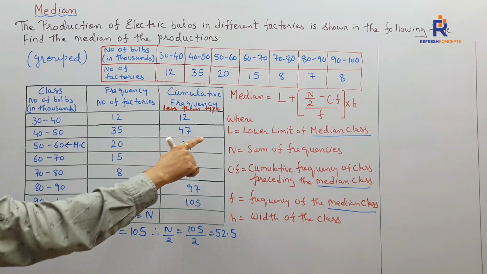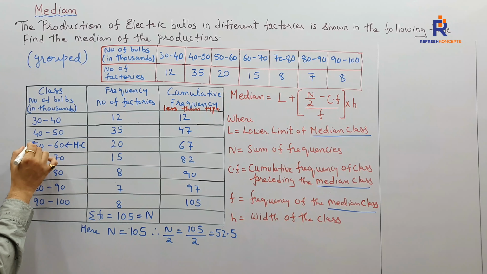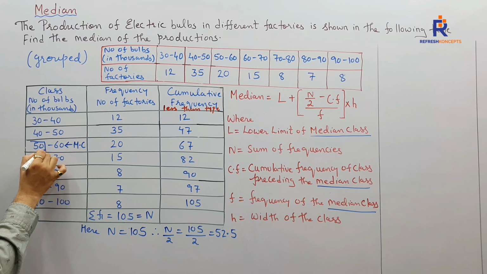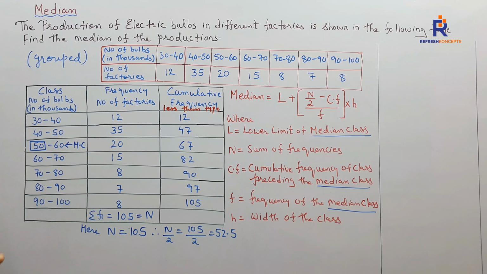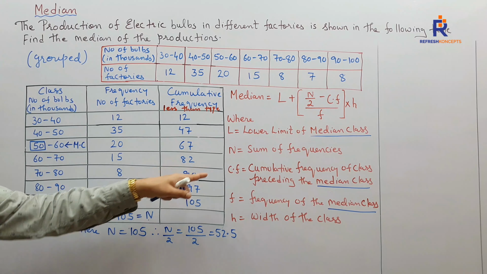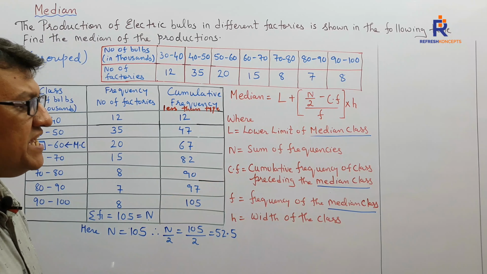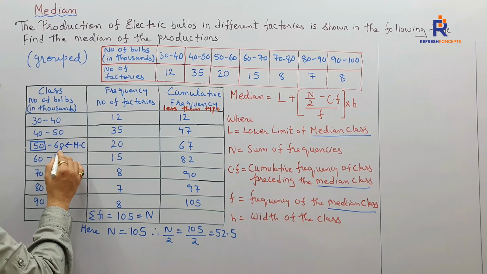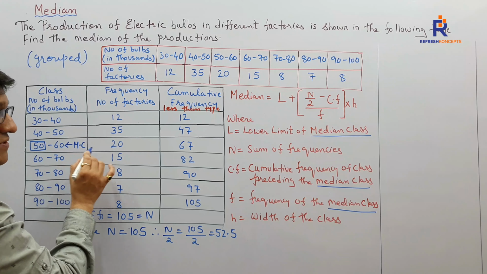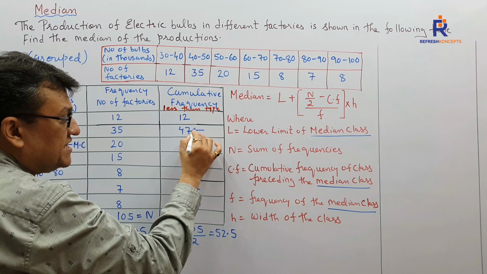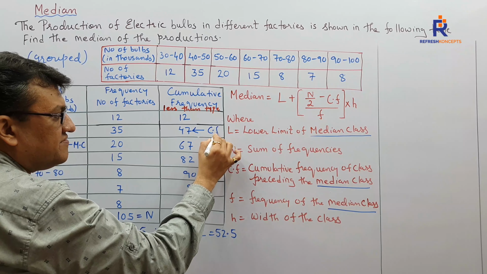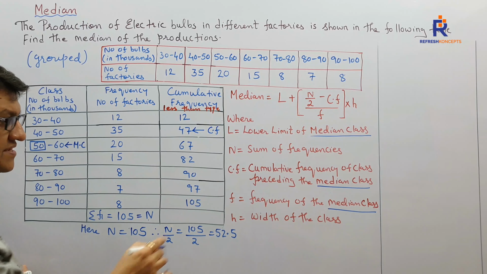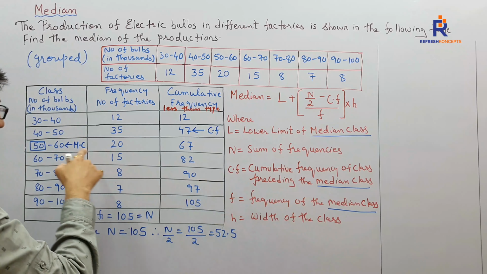This is nothing but L, the lower limit of the median class. This is my L. N, we are aware, is 105. CF is the cumulative frequency of the class preceding the median class. This is the median class. The cumulative frequency of the class preceding the median class is CF. F is the frequency of the median class.